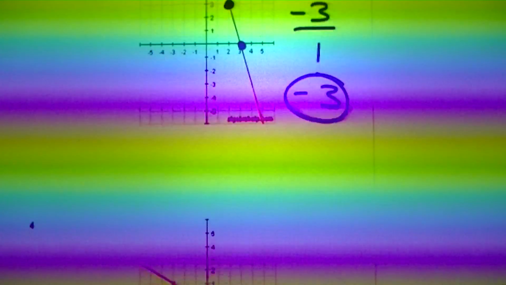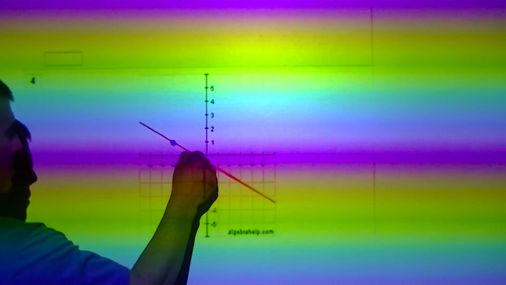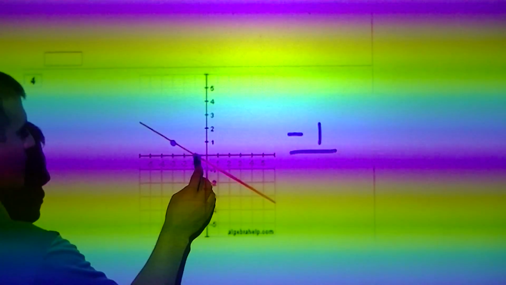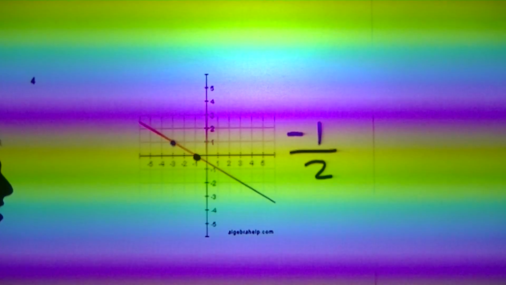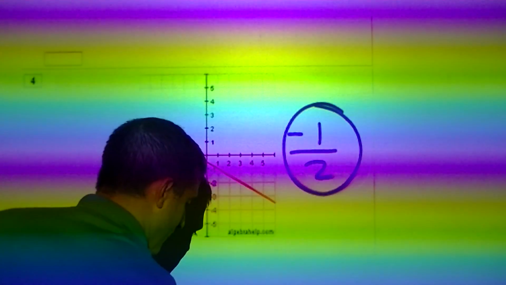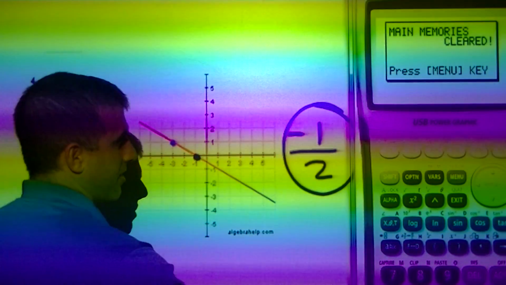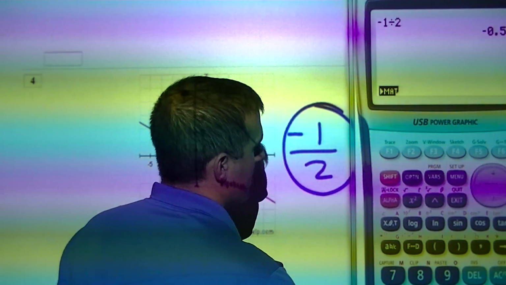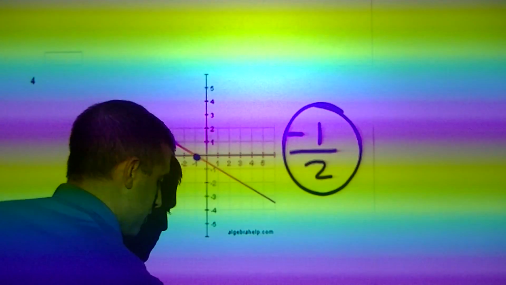Moving on to this one. Once again, I'm going to start from this point, go to this point. So here I'm going to go down 1. Since I went down, it's going to be negative. 1, 2 to the right, and if I divide that in my calculator, I get -1/2. If you want to check that, in the calculator, menu, -1 divided by 2, fraction decimal, -1/2.